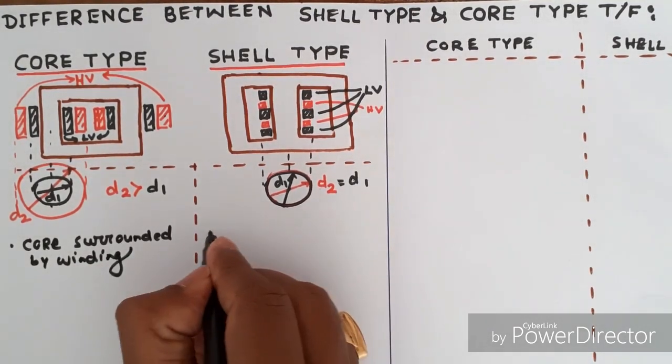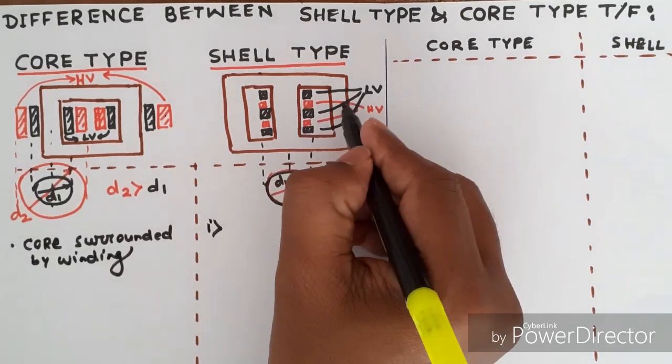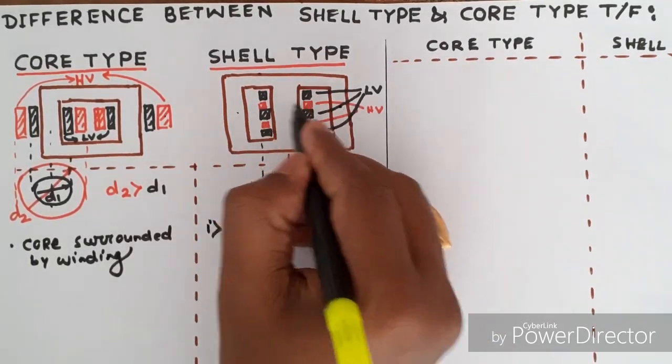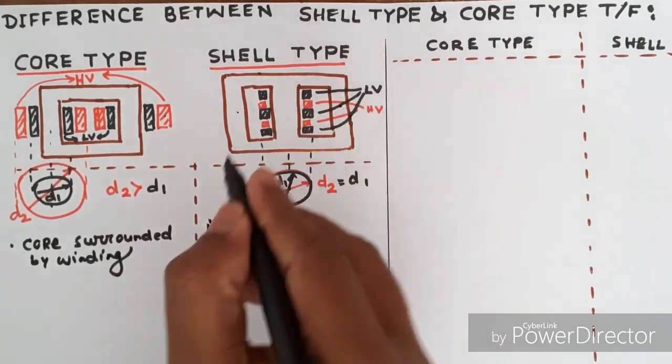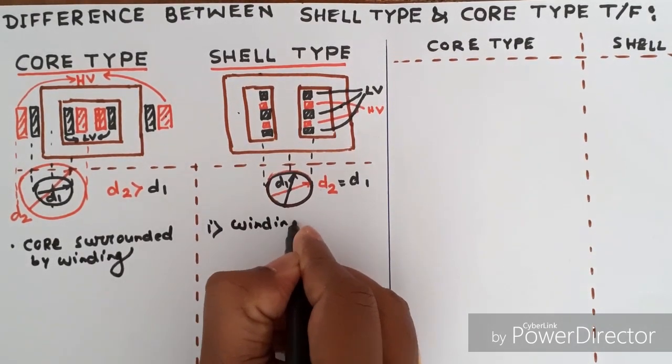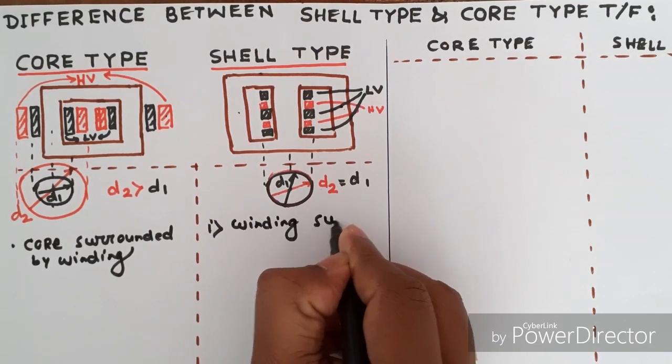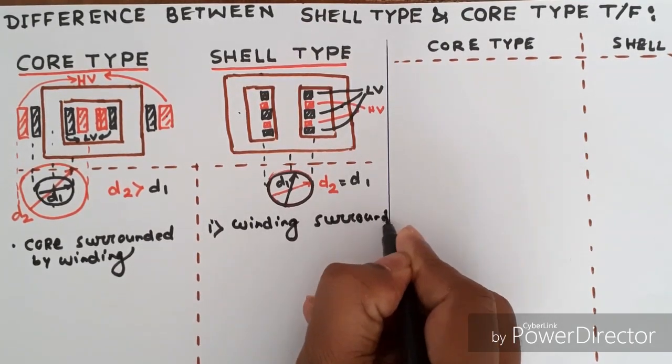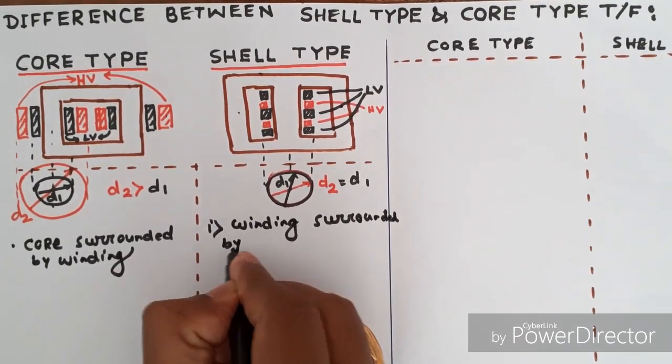In shell type transformer, outside there is a core, inside there is a winding. Therefore, winding is surrounded by core.